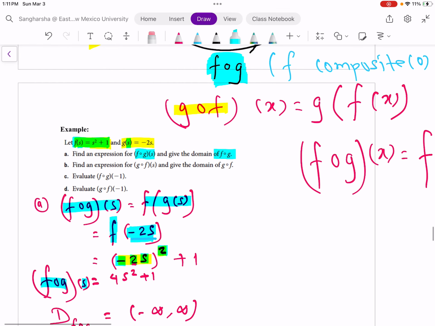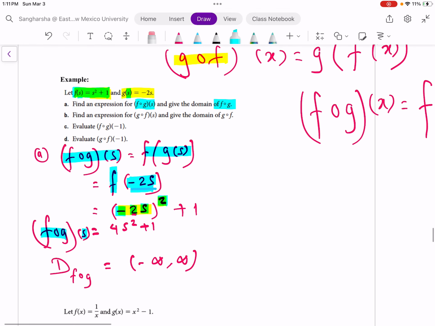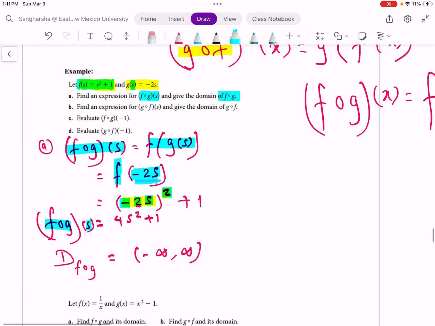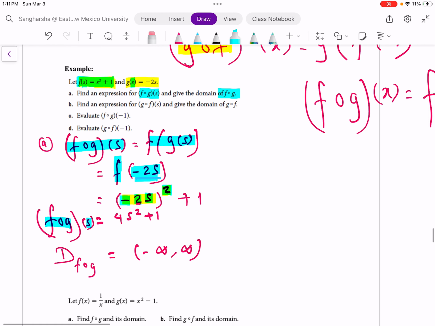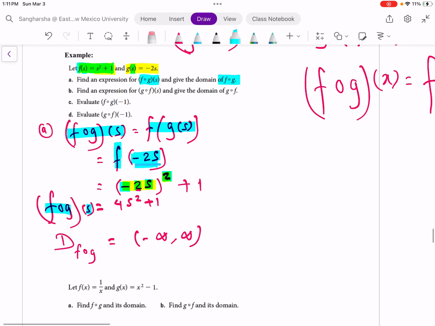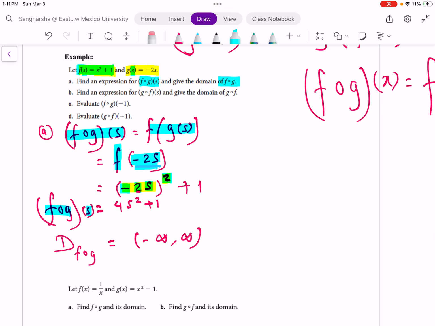We started the very first example and we did part A. In part A we are asked to find f composite g and to find the domain for f composite g. So our f composite g function is 4s squared plus 1. This is a quadratic function and we can choose any number for s as our input. So all real numbers are the domain for this function.